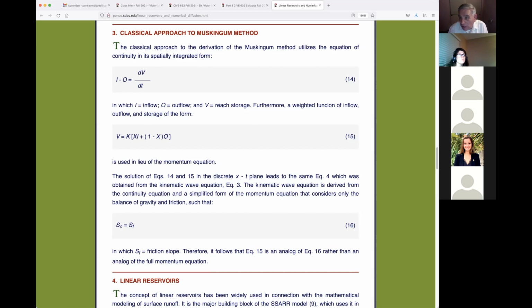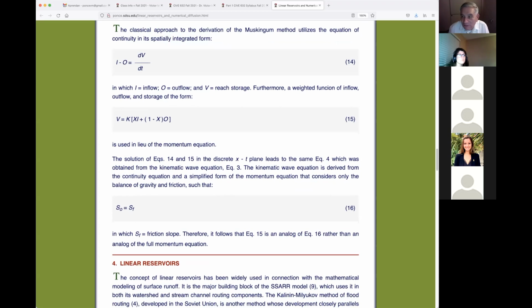At this point, to be honest with you, I do not believe there should be anybody in the world that is actually working with the Muskingum. They should be working with the Muskingum-Cunge, but I can't convince everybody. Some people are going to continue to do what they have to do until they die.